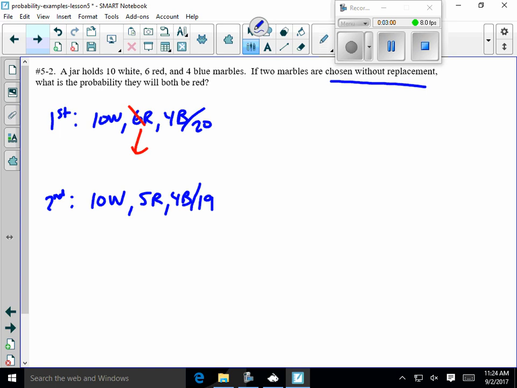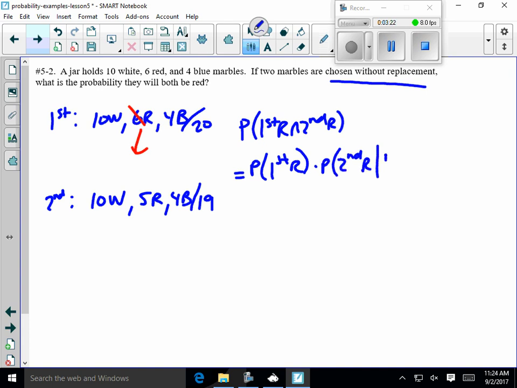These probabilities of each draw are no longer independent of each other because the probability of getting a red the second time has been affected by the probability at the beginning. So that means we're going to have to use the full AND formula. The probability of the first one being red and the second one being red is equal to the probability of the first one being red times the probability of the second one being red, given that we account for the fact that the first one was red. So the probability that the first one's red is out of the 20 marbles, 6 of those were red. And the second probability is out of the 19 marbles remaining, only 5 of those were red.